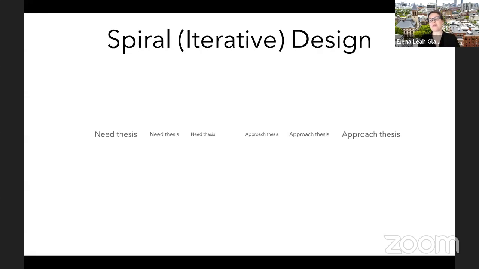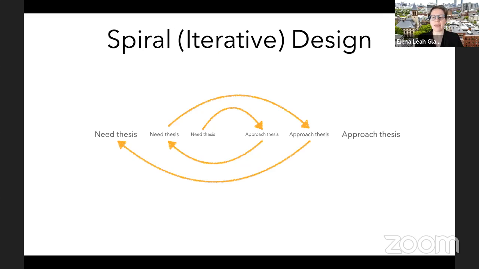Rather than having an idea for a system and then 6 months later showing it to someone, the idea here is that we're constantly iterating both on our understanding of the need and our understanding of what approach is necessary, until we're ready to publish.